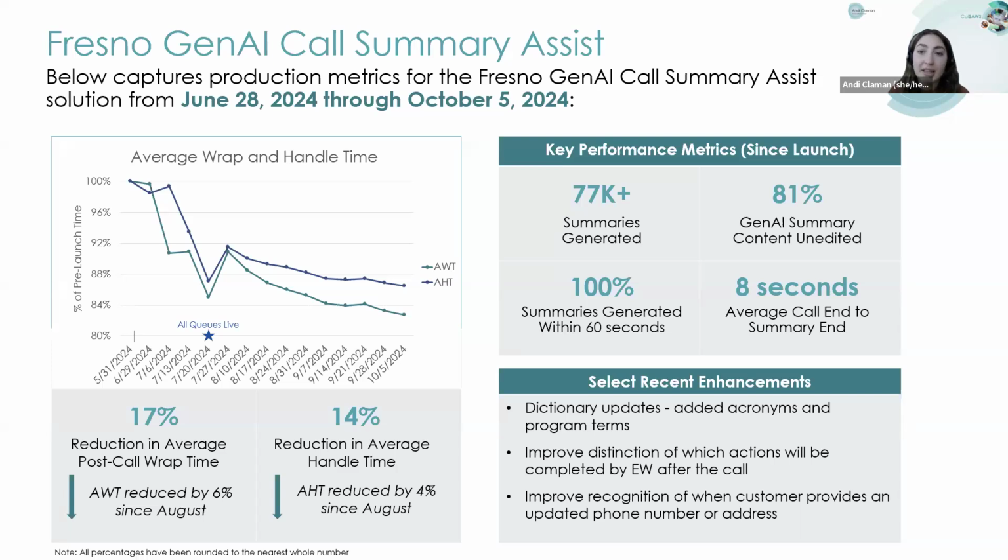Moving into our select enhancements for a look into some of the updates we have implemented recently. We added acronyms and program terms to the dictionary to improve recognition. We improved the distinction of which actions will be completed by the eligibility worker after the call. And we improved the recognition of when the customer provides an updated phone number or address.